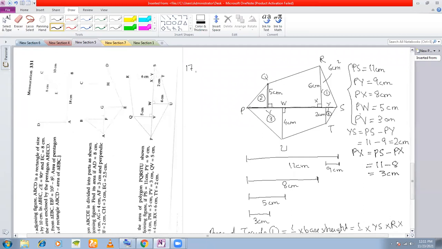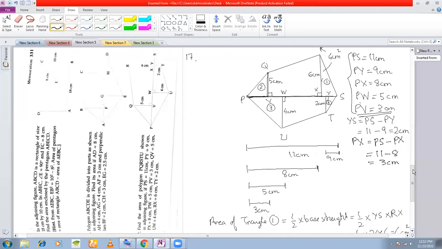Next, we can find out, because PW is given, PX we have found out. PV is given to you. This length is given to you. That means the base of this triangle is given to you. See, PV is given here, right? So we can find out the area of the triangle 2 because base and height both are given.